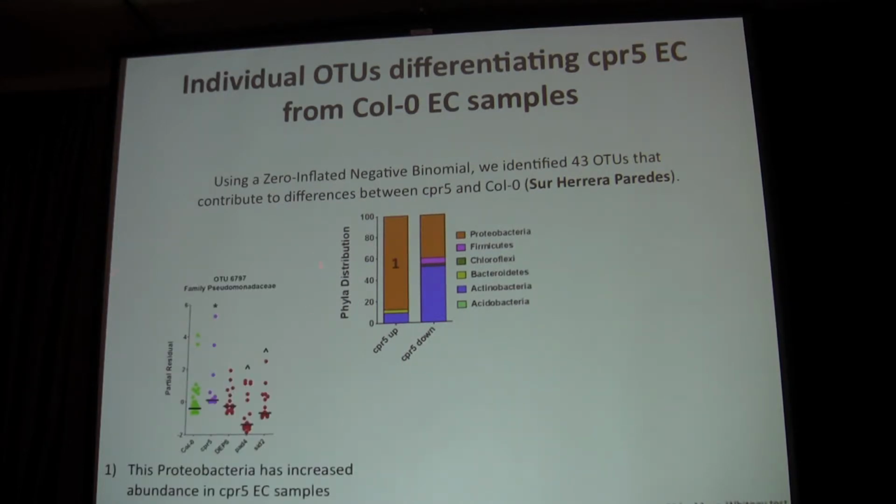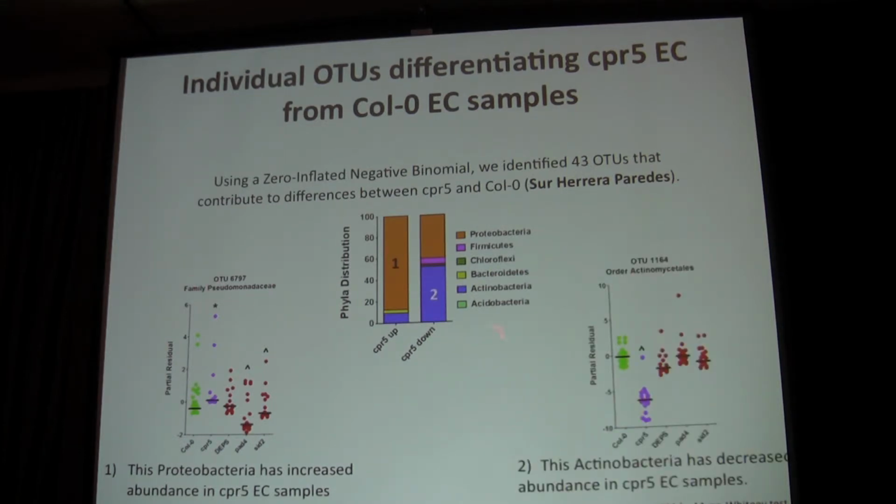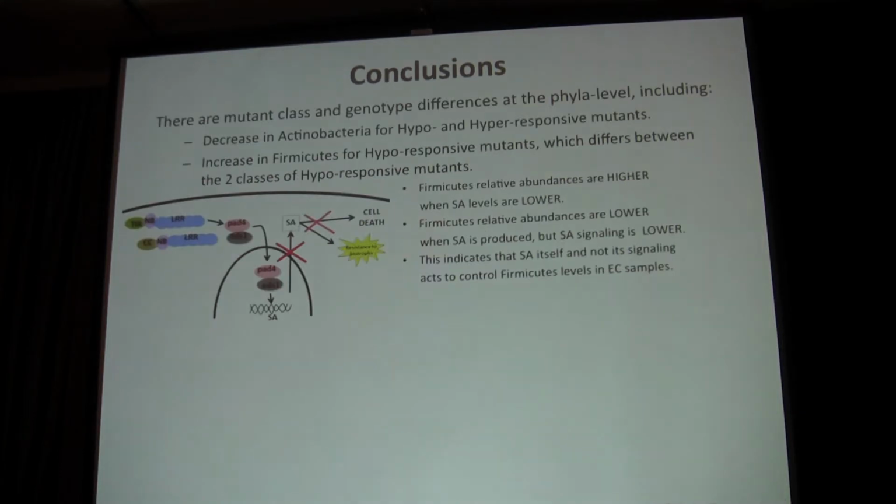So here we have an example of a proteobacteria that's increased in CPR5. And one of the OTUs that contributes to this would be this pseudomonad. And then as an example of one that's down in CPR5, we have this actinobacteria, which is very much lower in the CPR5 compared to the Columbia. So in this case, the model is picking out some of those OTUs which were contributing to the differences we saw at the sequencing level.